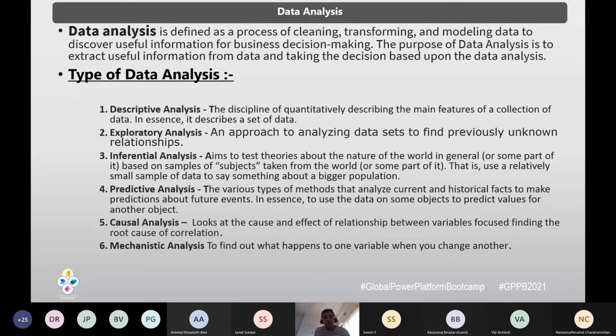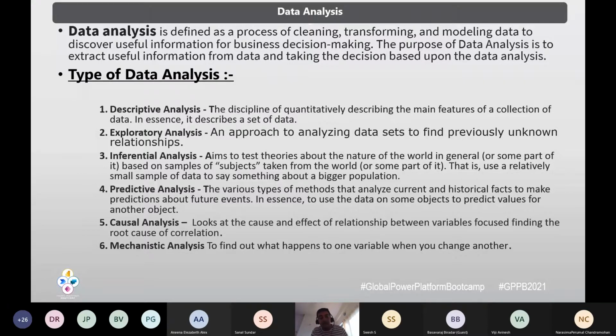That's where you predict, so you're predicting the stuff, and this is the place where AutoML and your forecasting are going way ahead in that sense. Then comes causal analysis, where you look at the cause and effect relationship between variables, finding the root cause of the correlations.